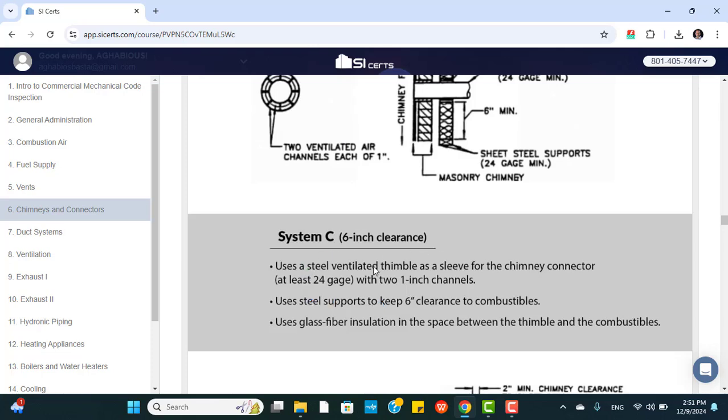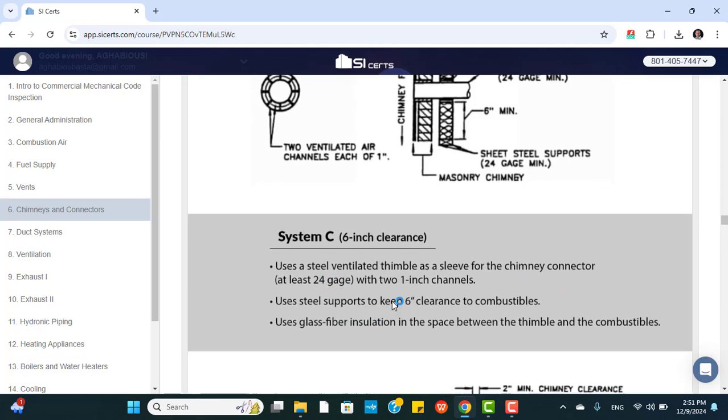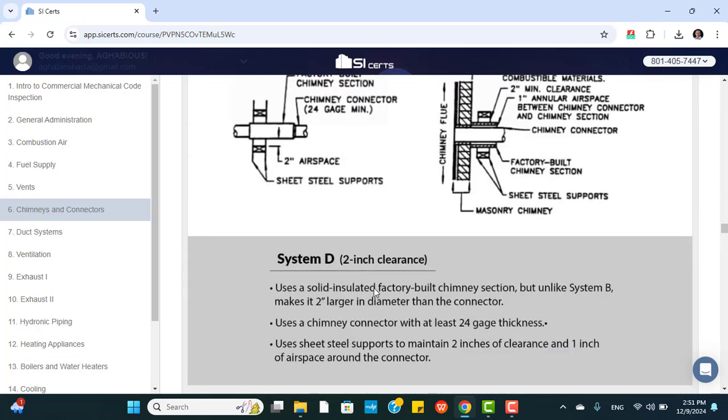System C, 6-inch clearance, this one. This uses a steel ventilated thimble as a sleeve for the chimney connector, at least 24 gauge with two 1-inch channels, uses steel support to keep 6-inch clearance to combustible, uses glass fiber insulation in the space between the thimble and the combustible.